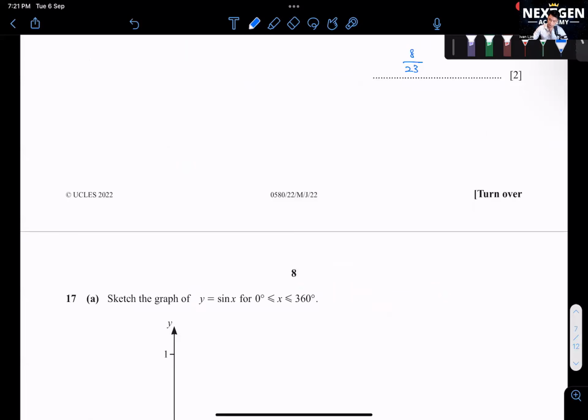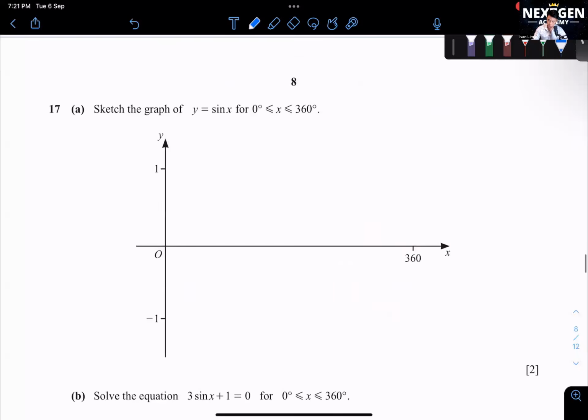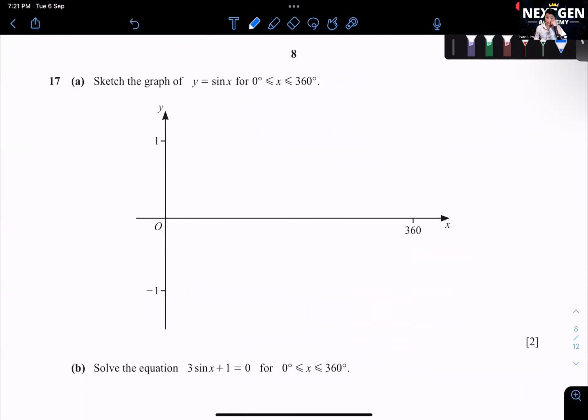Okay, probability done. Next one. Question 17.